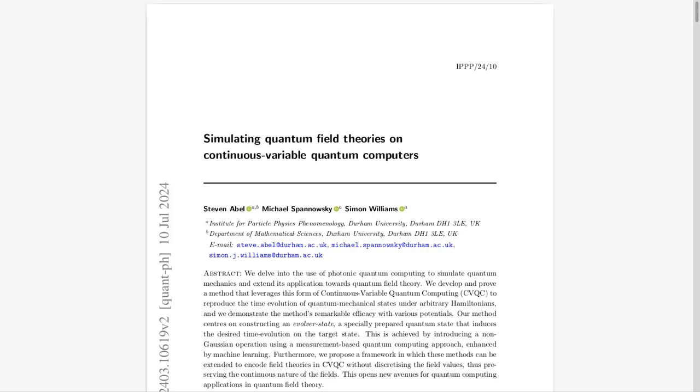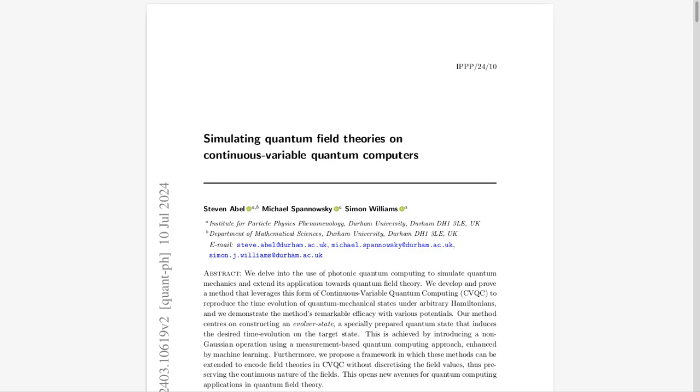Exactly. And that's what we're diving into today, this wild paper about using photons, those tiny little particles of light, to build something called continuous variable quantum computing, or CVQC for short. Catchy, right? Definitely rolls off the tongue.